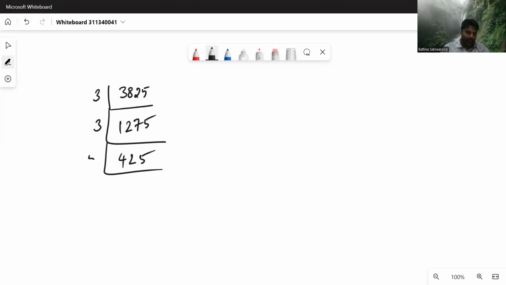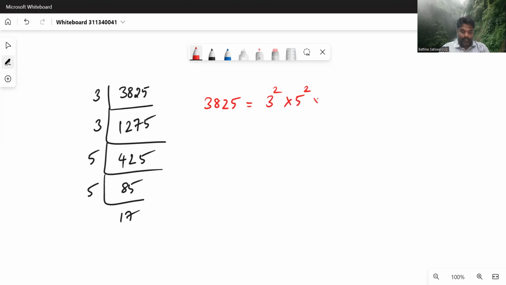So directly we will go for division with 5. 5 eights are 40, so 85 is 425, and 5 17s are 85. So 3, 5, 17 are all primes. So 3825 will be written as 3 square into 5 square into 17 power 1. You can make a note of it. Otherwise, anyhow, I will give you the video and notes. No problem.